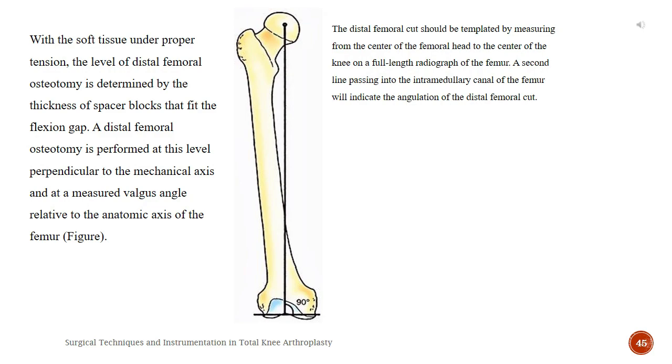Notice the figure. The distal femoral cut should be templated by measuring from the center of the femoral head to the center of the knee on a full-length radiograph of the femur. A second line passing into the intramedullary canal of the femur will indicate the angulation of the distal femoral cut.